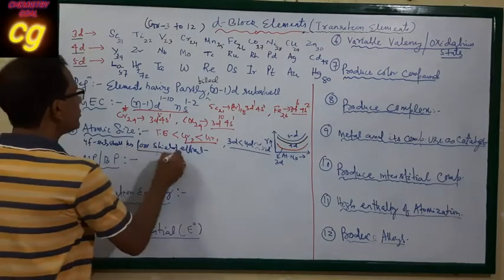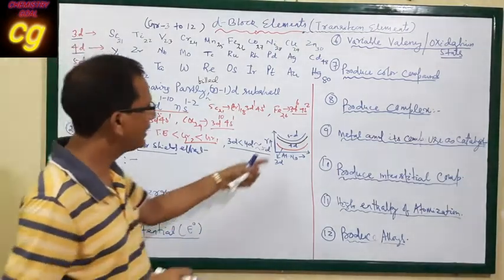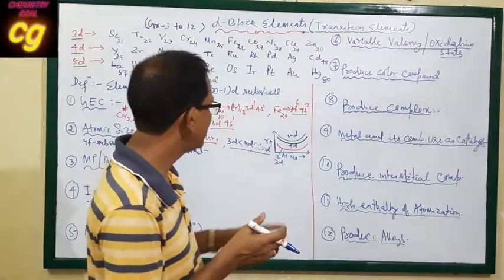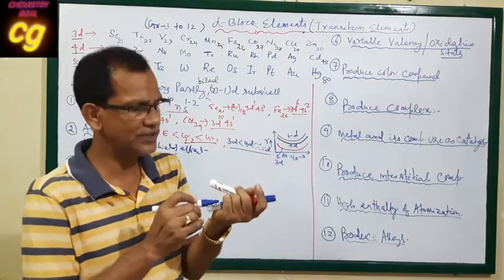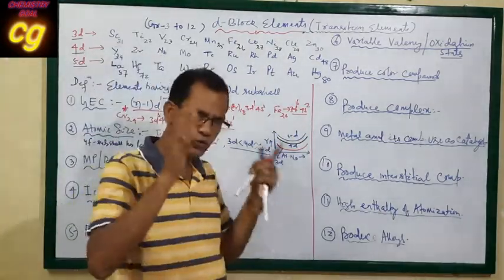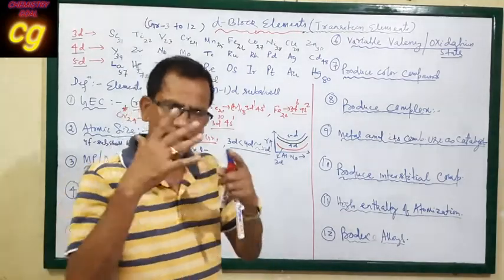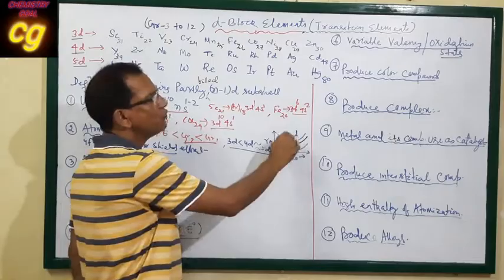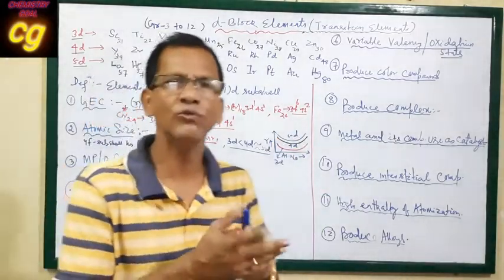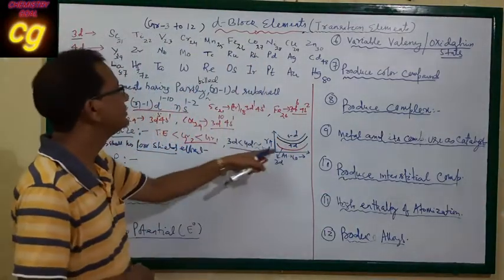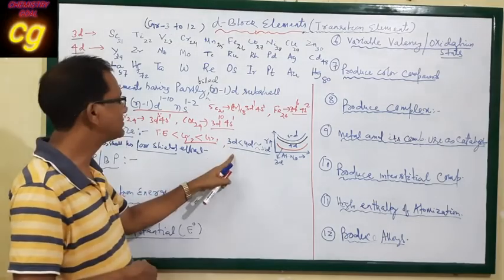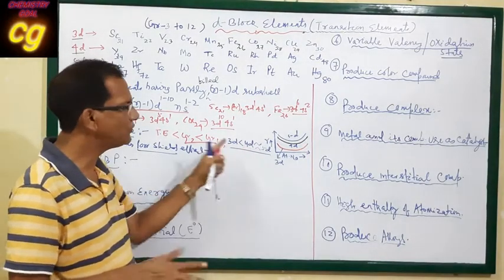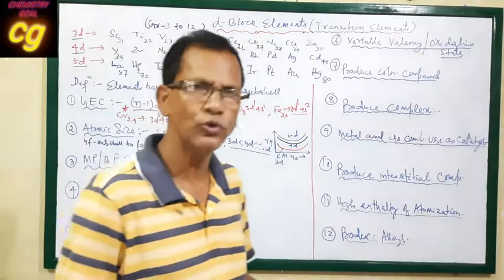It has poor shielding effect. That's why, due to the poor shielding effect, contraction of size results. Due to poor shielding effect, the effective nuclear charge increases. That's why the size of 4d and 5d becomes equal. That's why 3d size is smaller than 4d, but 4d and 5d are of similar size due to lanthanum.